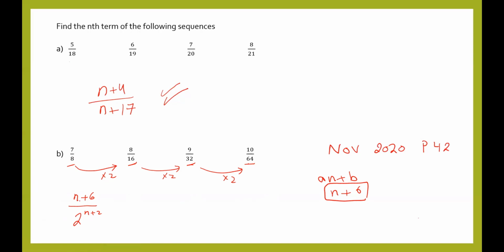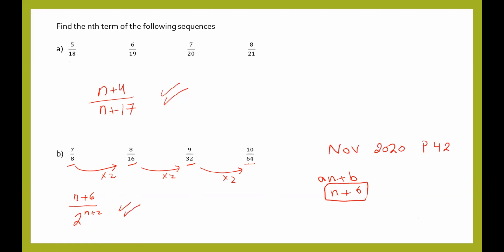If you replace the n by 2, it will be 2 plus 6 is 8. If you replace the n by 2, 2 plus 2 is 4. 2 power 4 is 16. If you replace the n by 3, it will be 3 plus 6, which is 9. If you replace the n by 3, 3 plus 2 is 5. 2 power 5 is 32. For the last one, you can do just 3 of the first terms to make sure the answer is correct. Here we can replace the n by 4 because this is the fourth term. It will be 4 plus 6, which is 10, and 4 plus 2 is 6. 2 power 6 is 64. So our answer is correct.